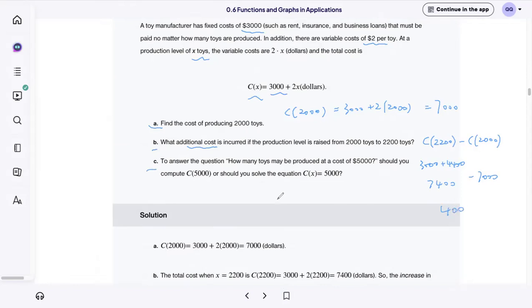C, to answer the question, how many toys may be produced at a cost of $5,000? So now the cost is 5,000, and the overhead is 3,000. So how many toys should be produced? 5,000 minus 3,000 is 2,000. 2,000 divided by 2 is 1,000. So if the cost is 5,000, the number of toys is 1,000.